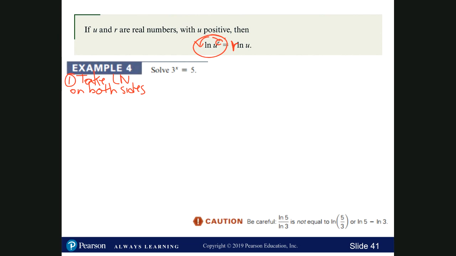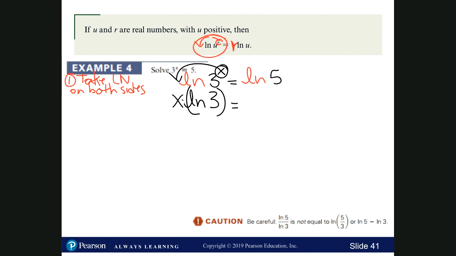So it will go like this: natural log of 3 to the x is equal to the natural log of 5. Now we're going to take this exponent to the front, so it becomes the coefficient. So x times natural log of 3. Remember, those two are multiplying each other. And here we have the natural log of 5.